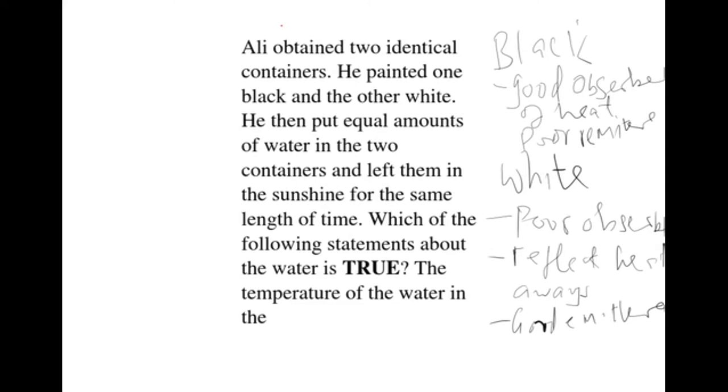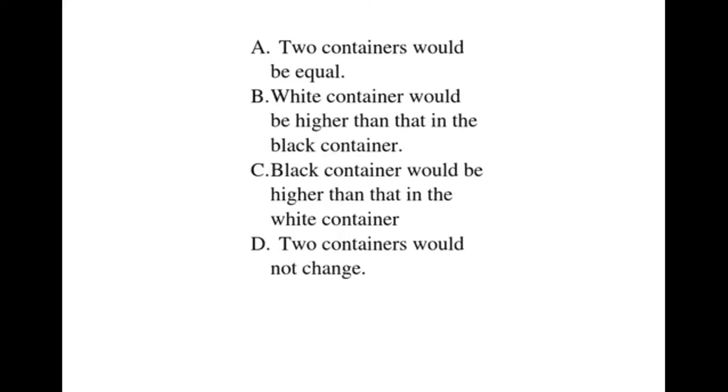Therefore, when we look at the two containers there, they were left in the sunshine for equal time. The one with black color, the temperatures were likely higher than that on the white container. The reason is that the black color in the black container absorbed a lot of heat that caused the temperature in the water to rise. While the one in the white container reflected away heat and absorbed less heat, so the temperatures were less. So the correct answer is that the temperature in the black container will be higher than that of the white container.